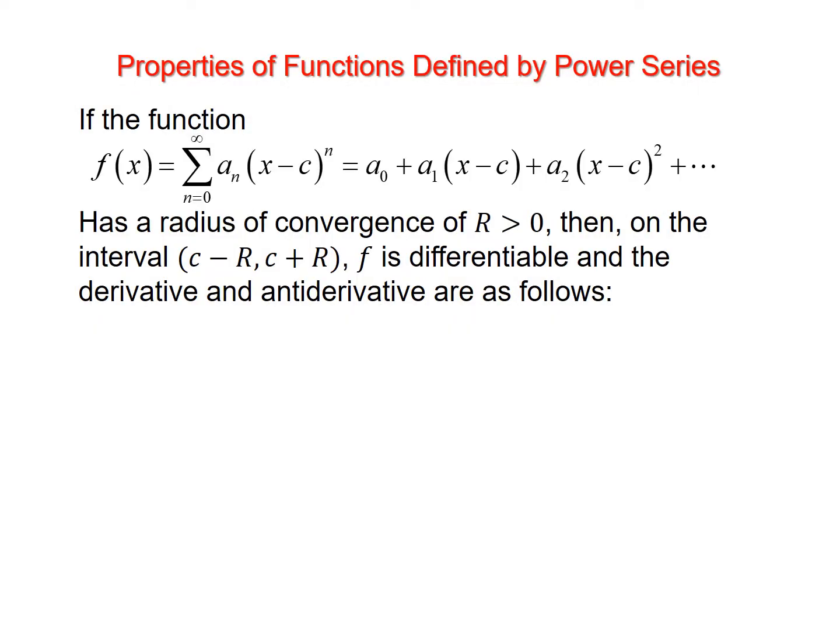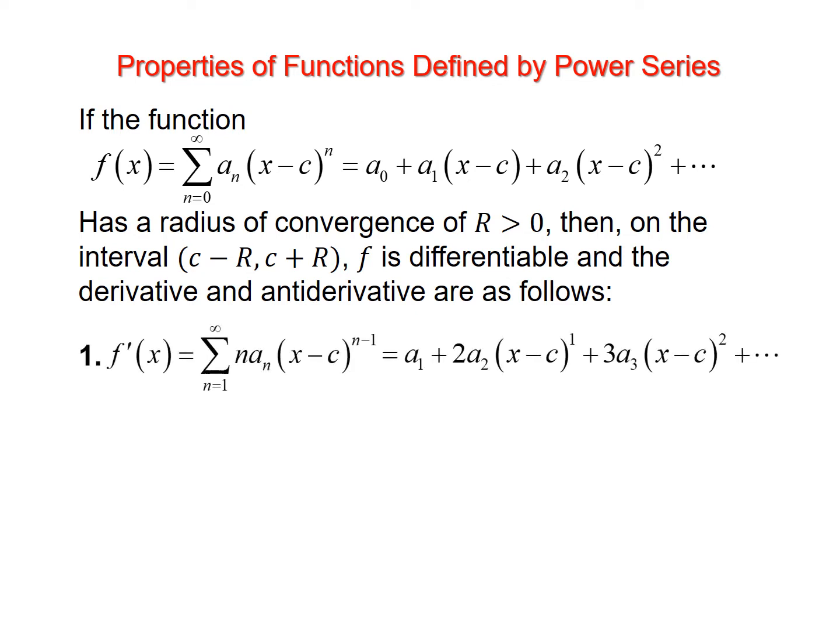Okay, so if we take a power series, and this formula right here is just the general form for any power series. Let's say that has a radius of convergence of r greater than 0, then we know that over the interval of convergence, which is from c minus r to c plus r, the function is differentiable, and the derivative and the antiderivative are going to be as I'm showing right here.